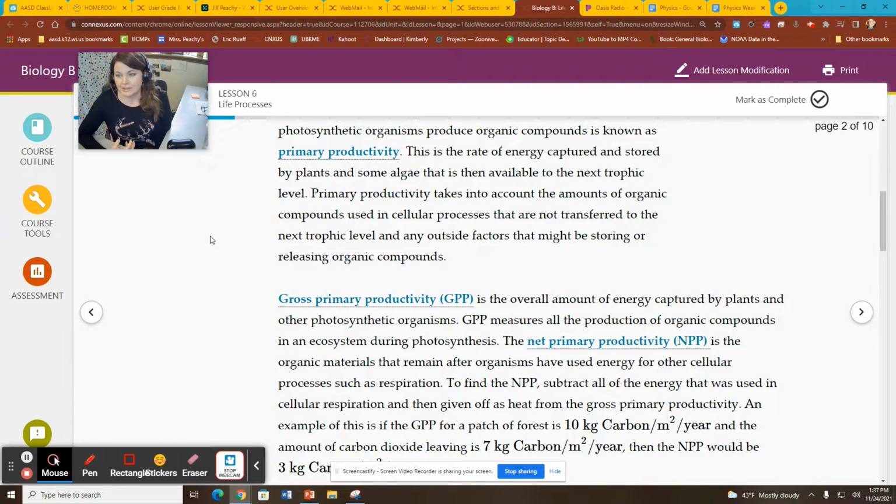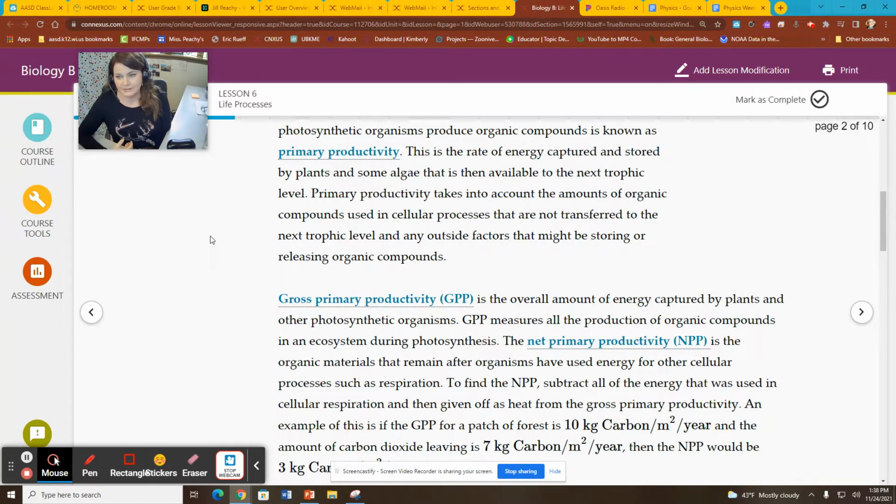They have to use energy to do processes in their own bodies. For example, to do cellular respiration, they need energy, right? So when you subtract the energy requirements of the plant from the total amount of energy that the plants make, then you end up with your net primary productivity.